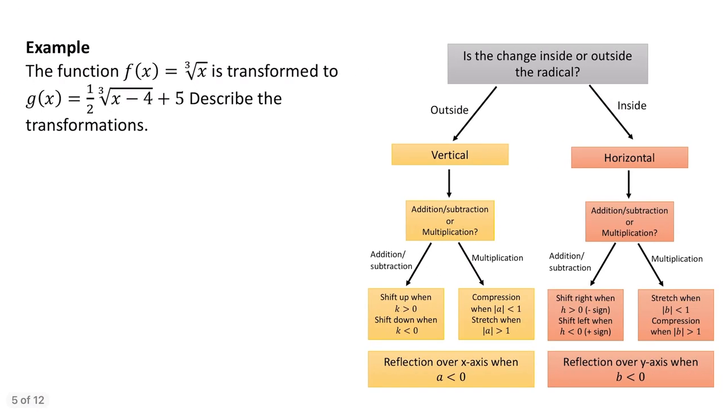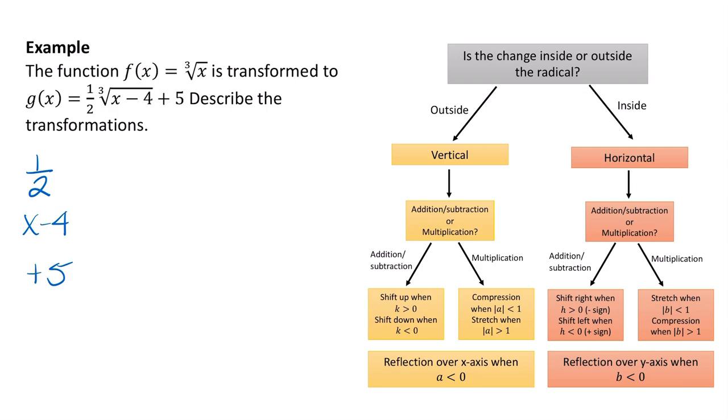So let's look at some examples. What I like to do when I'm looking at these problems is I look at the parent function, right? So it's f of x equals the cube root of x. And then I look at the transformed functions and I kind of list out all the values that have been changed. So for example, here I see there's a 1/2, and then there's an x minus 4, and then I have a plus 5.